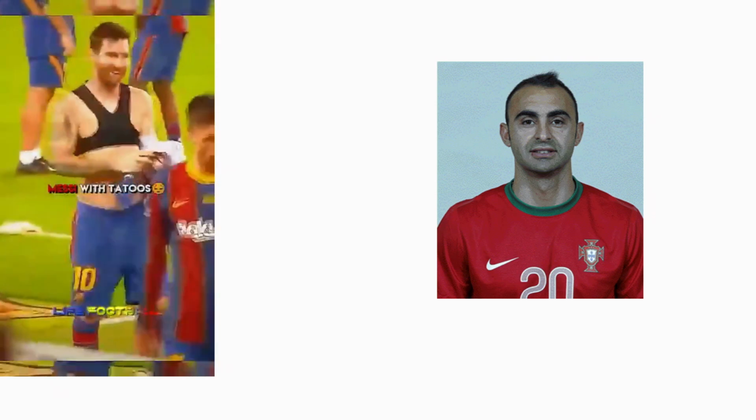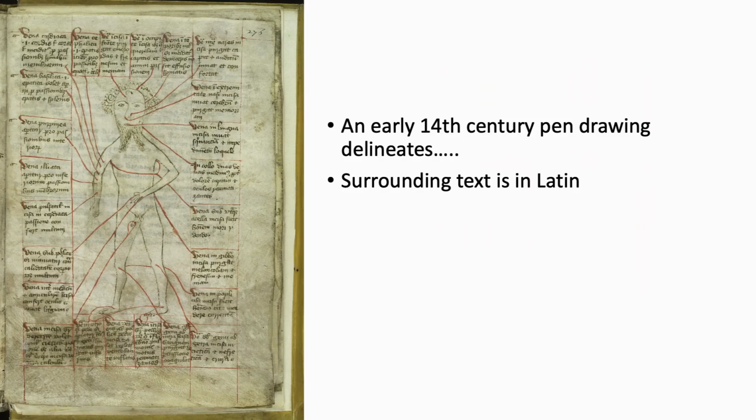Okay. Second question, direct question to team two. Buzzer, is it? Yes. Okay. This is an early 14th century pen drawing. What does it delineate? The surrounding text is basically in Latin. You have to tell me what it tells.